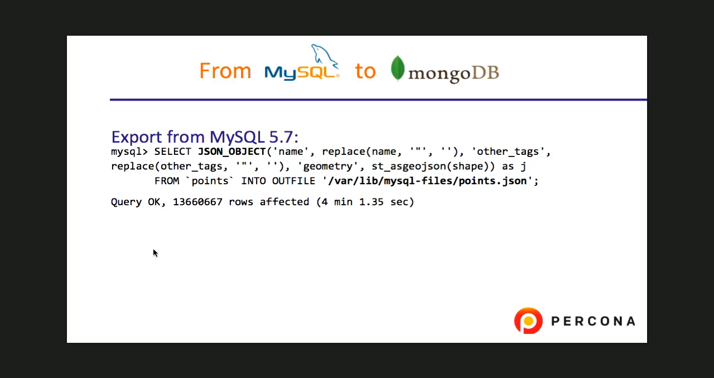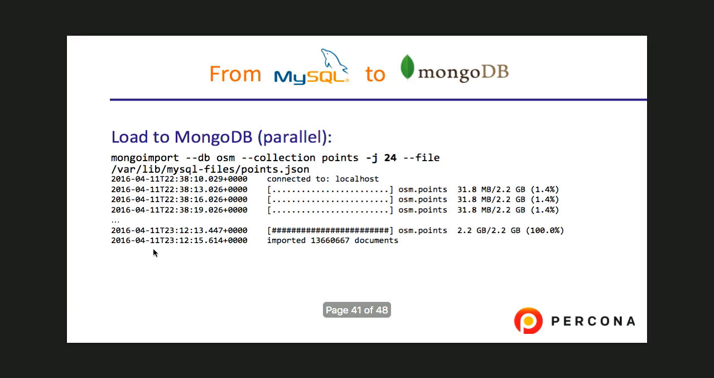So now let's say that we want to have this exported from MySQL and we want to try MongoDB. How do we do that? In MySQL 5.7, it's very easy to export data as a JSON object. And when we export this data into a JSON object, it's very easy to load it into MongoDB. We just take this file that we have exported, the points.json, and just load it. So far, so good. It's using a parallel load, and we will have all those points in MongoDB.